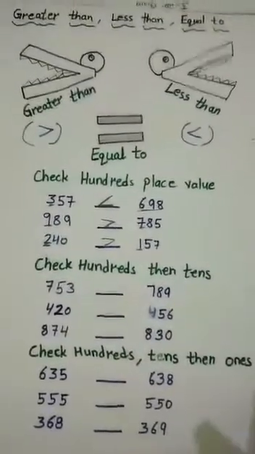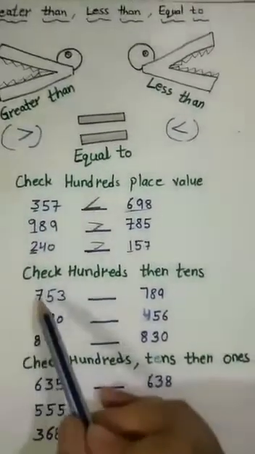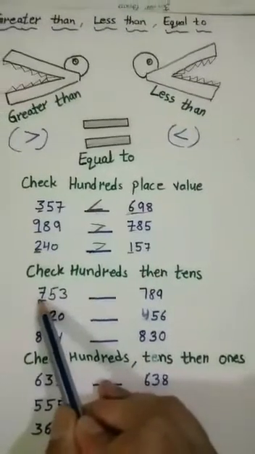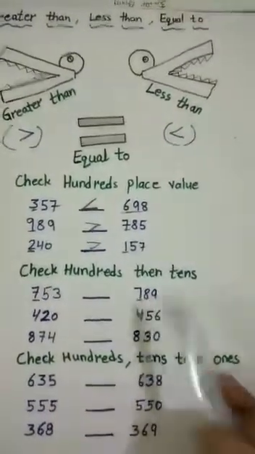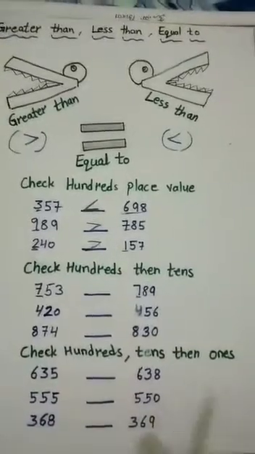If the hundreds place value is the same, then we will check the tens place value. You can look over here. What is the hundreds place value? 7, and this is also 7. So both the numbers are same.